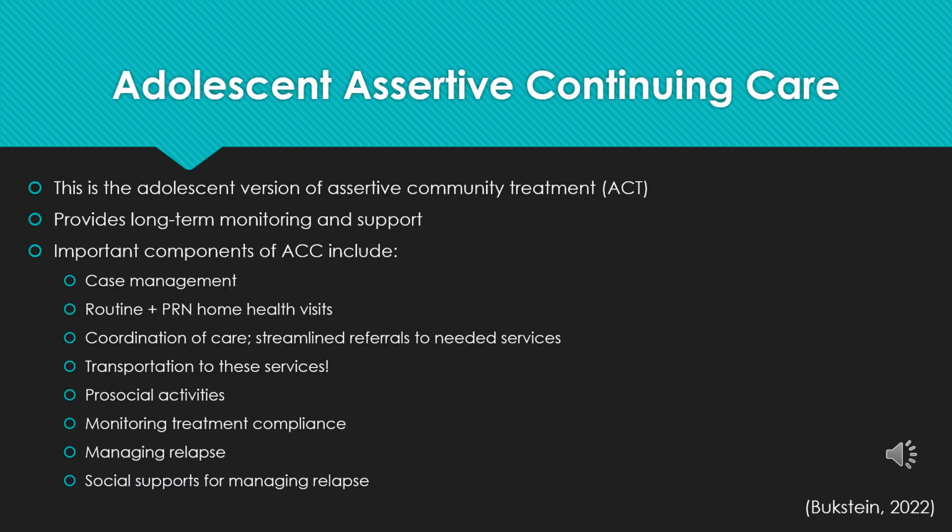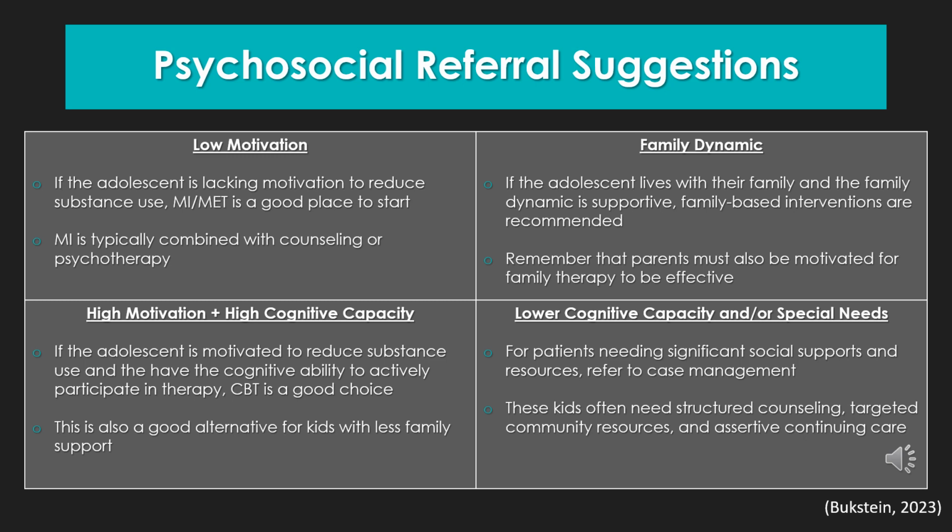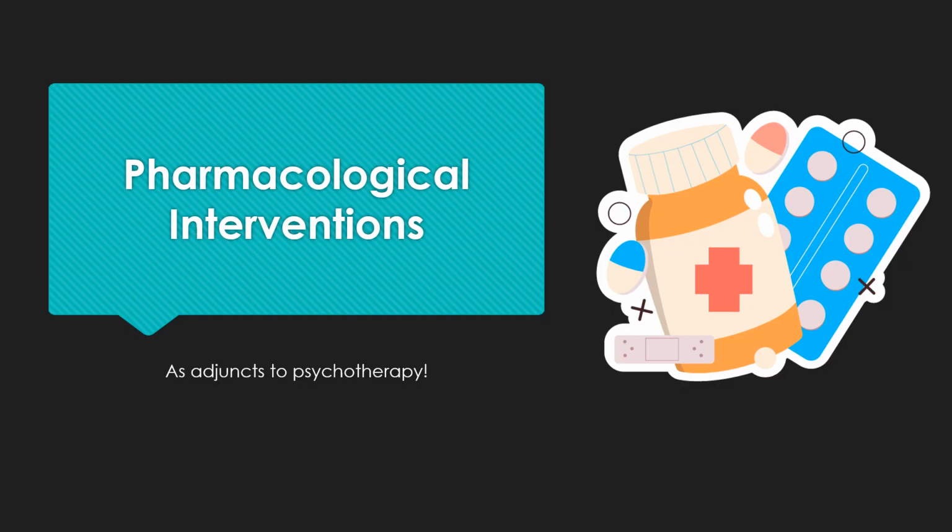Adolescent Assertive Continuing Care can be a good resource for teens who are really struggling with their substance abuse or who need some extra support. This is the adolescent version of the ACT Team that you use in adults. It provides long-term monitoring and support and aggressive case management to give these kids what they really need. Here are just a few suggestions for different therapies for different scenarios.